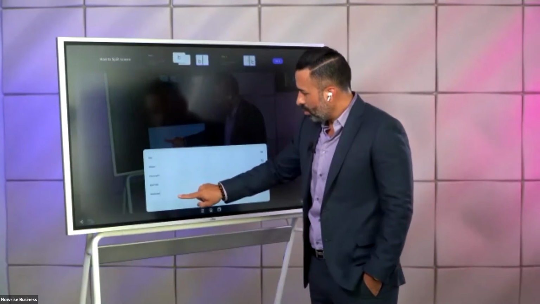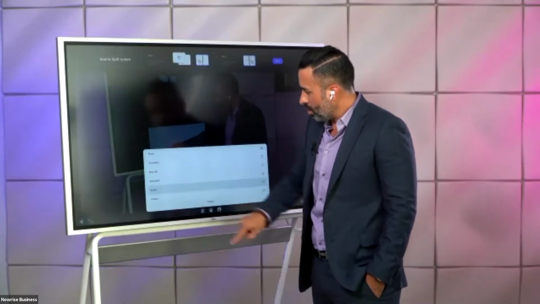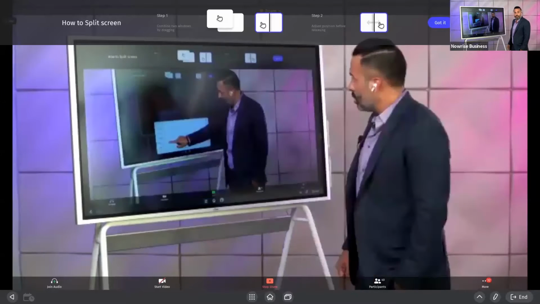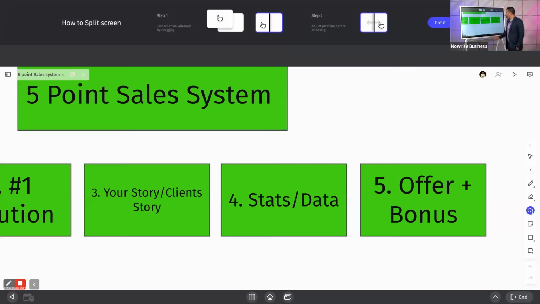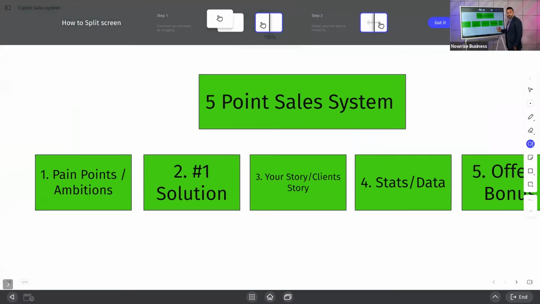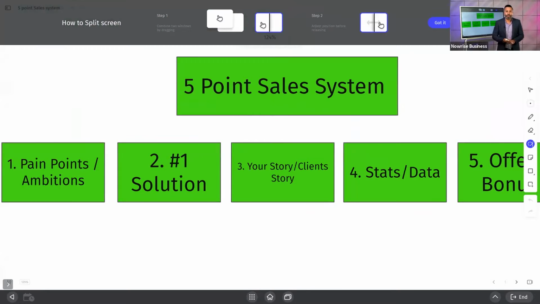Share screen. Tell me if this looks better for you guys. Boom. Is that better? Can you guys read that? If you guys can read that, give me a thumbs up. Does it look better over there? Yeah? Okay.